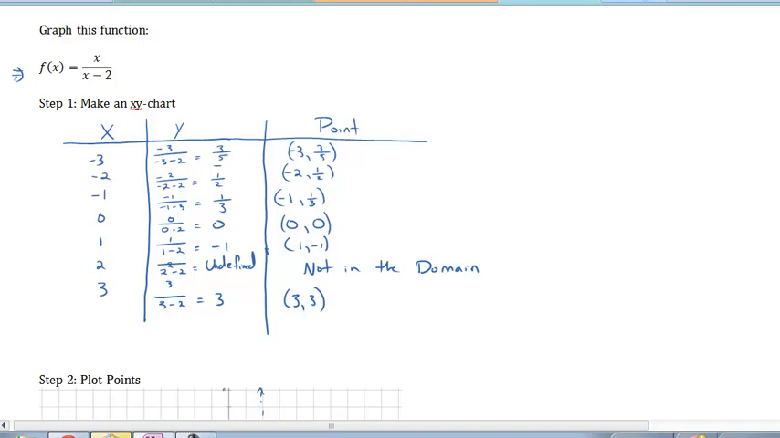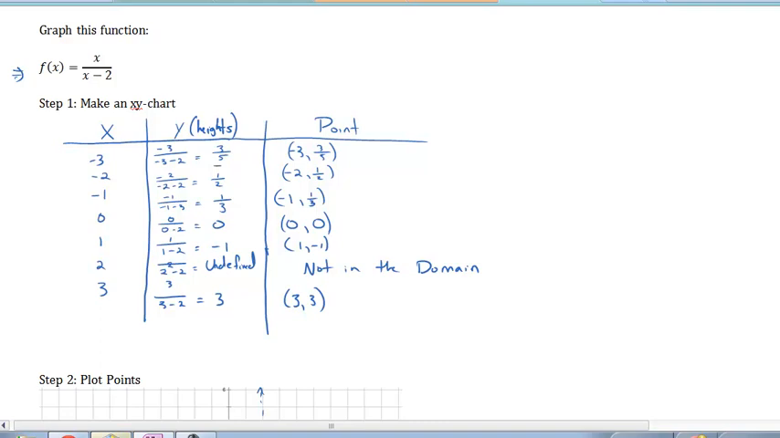For any function, the rule given is what defines the height of the function. What are the y values? Right here are the y values, but really these are the heights. When I plug in an x value, what comes out? What are those heights that I'm looking at?